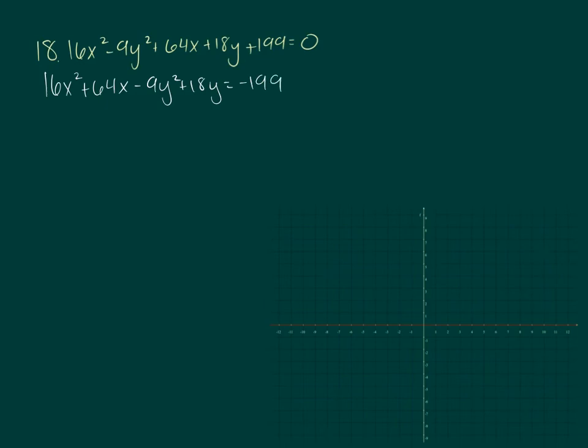Looking at this, I can already tell that I don't have a parabola because I have two squared terms. Next thing I want to do is eliminate the possibility of a circle. So I'm going to factor out a 16 from the x's because they have that in common, and a negative 9 from the y's because they have that in common. And looking at that, I can't factor out a 9 or a 16 without creating an issue for the other squared term. So this is not a circle because they don't both have a coefficient of 1.